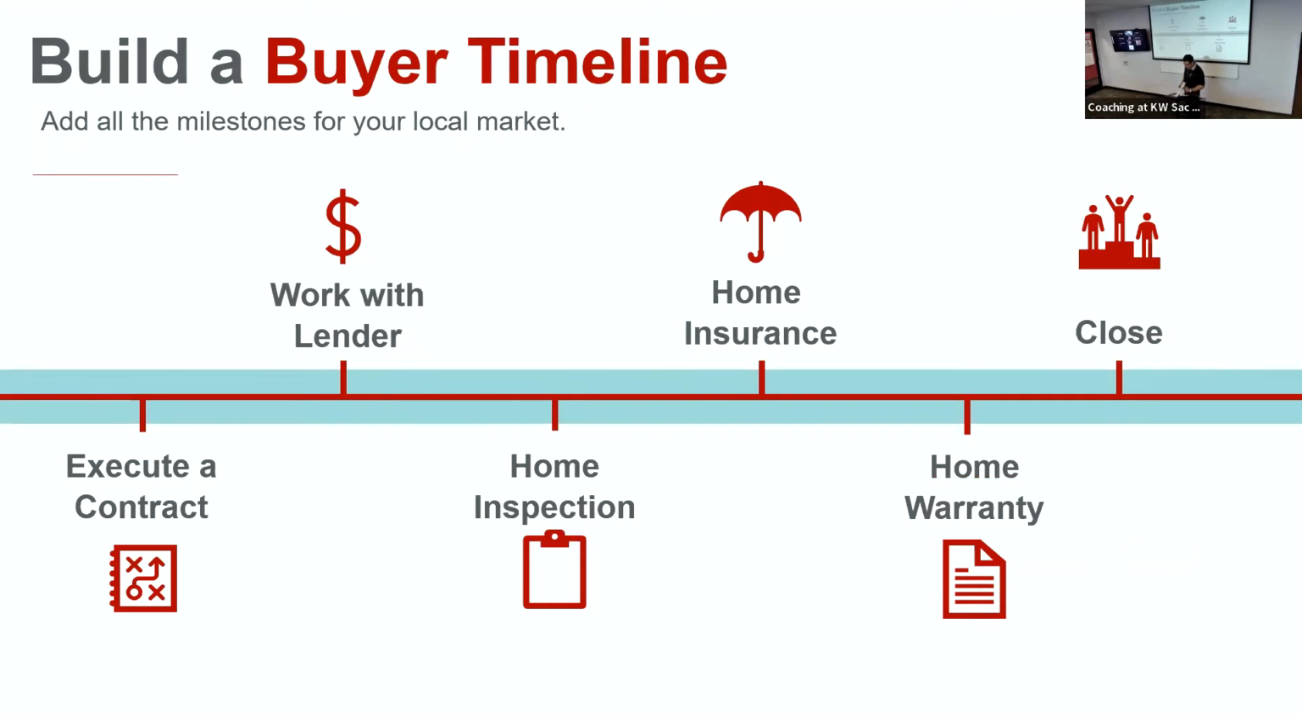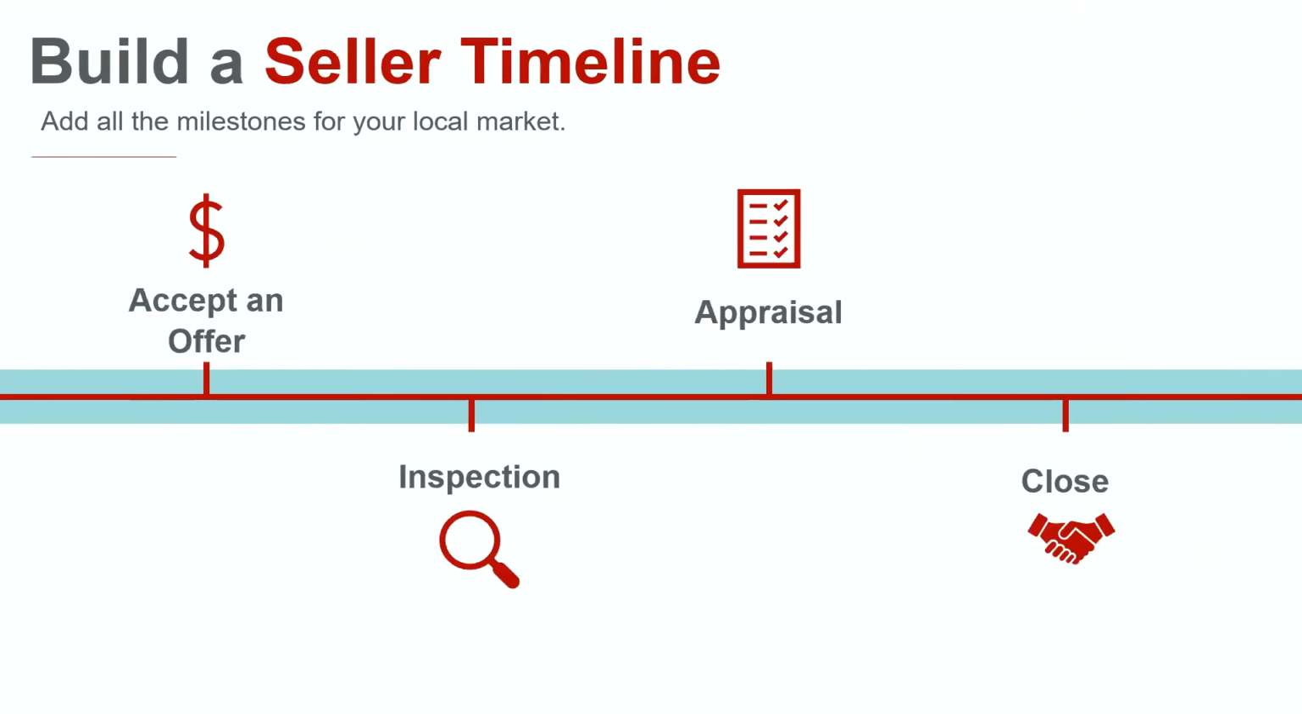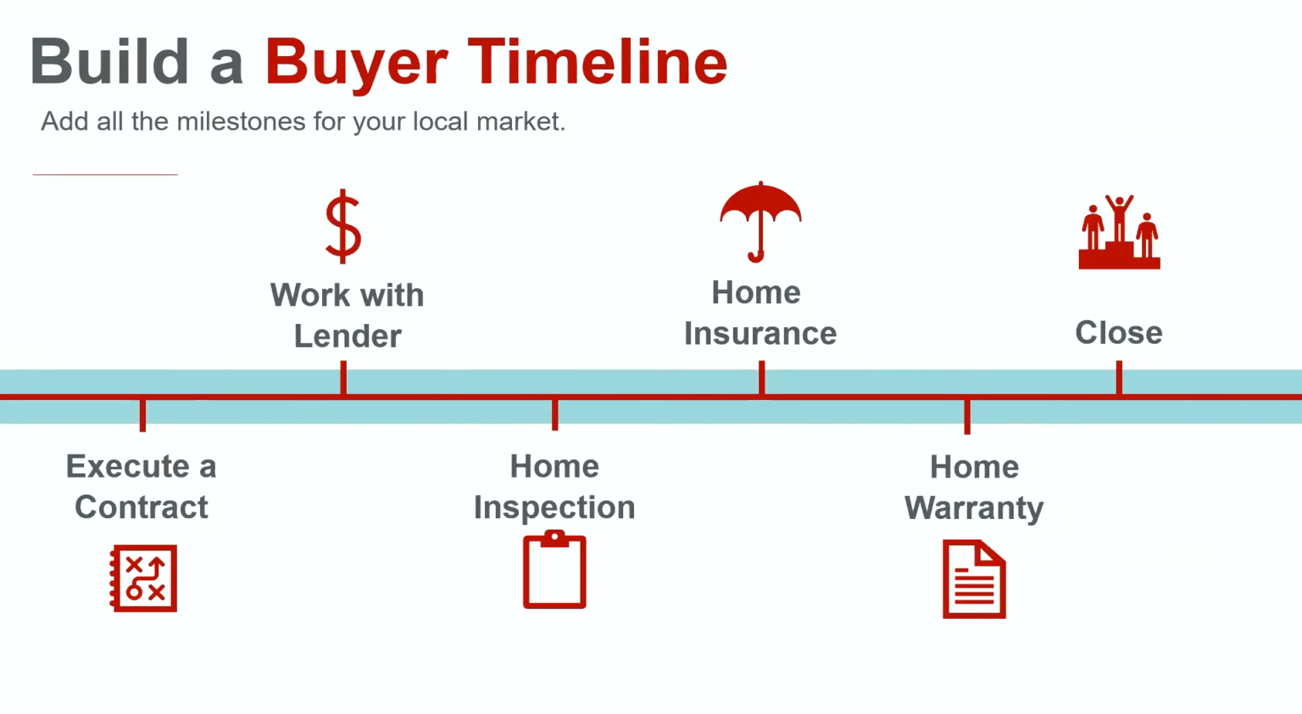So if you look at page 3 on your handout, we're going to build a buyer timeline. Okay, let's talk about this. The first one, now this assumes you have a buyer, you've been shopping homes, showing them homes, and they like one, and you offer on that home, right?